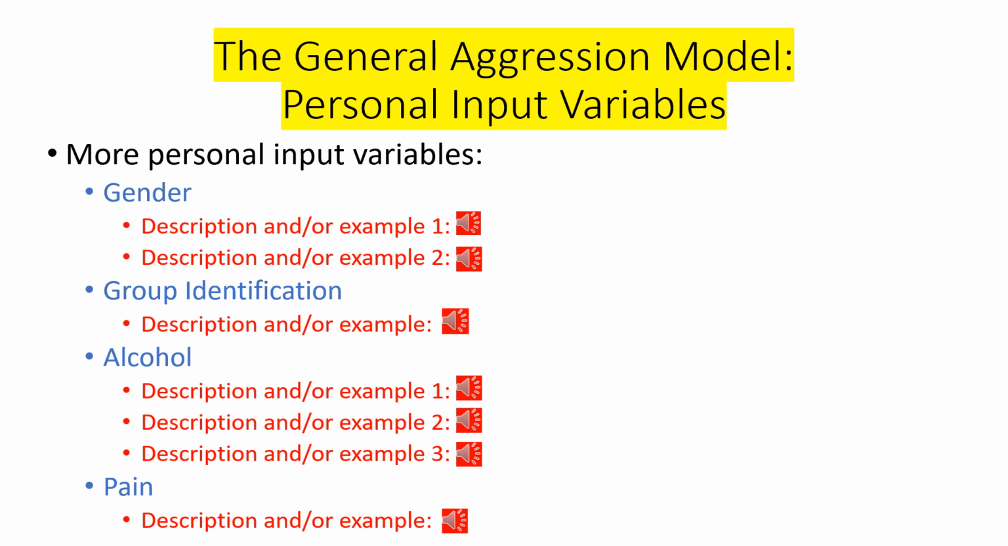One of the most well-replicated findings in all of social psychology is the fact that males tend to be more physically aggressive than females. Notice I said physically aggressive. This isn't necessarily the case for other forms of aggression, such as bitterness or hostility or anger. But in terms of physical aggression, men consistently are more aggressive than women.